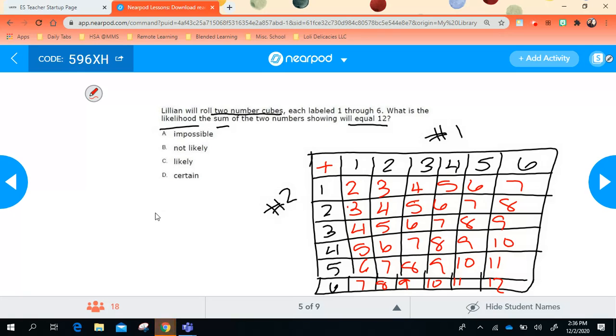Okay, so we should have it filled in at this point. So if we're looking at our table, how many 12s do we see up there? We see 1 12. So I'm going to go ahead and circle my 12. So that would be, if we're looking at answer over total, that would be my 1 on the top. How many total numbers do I have?